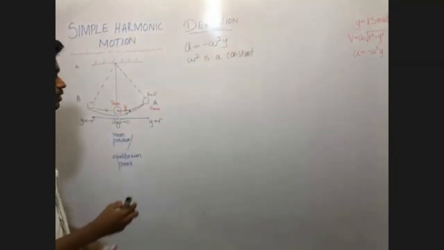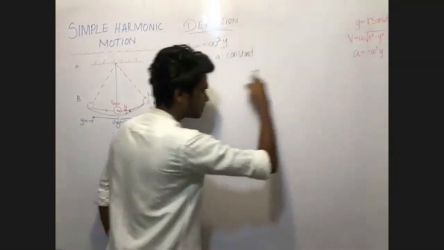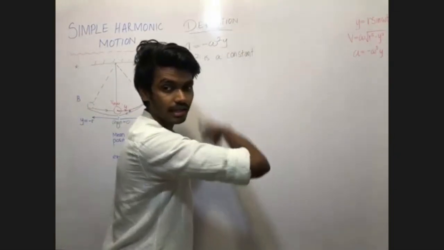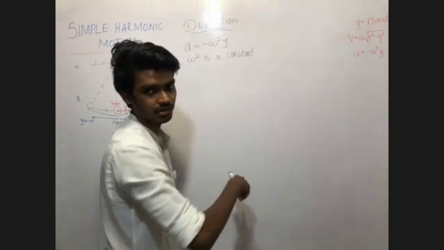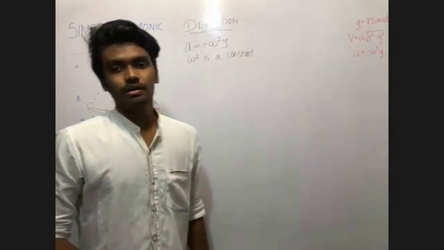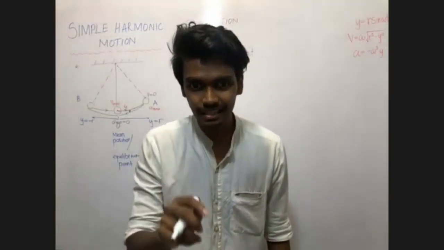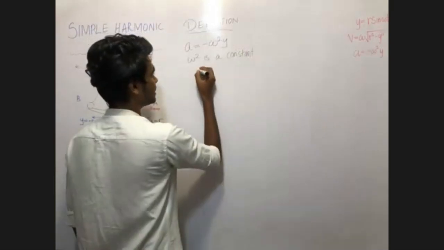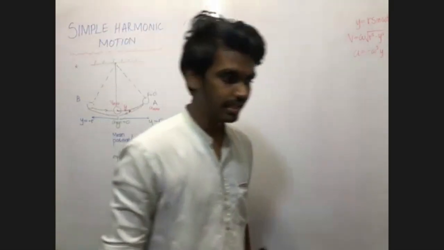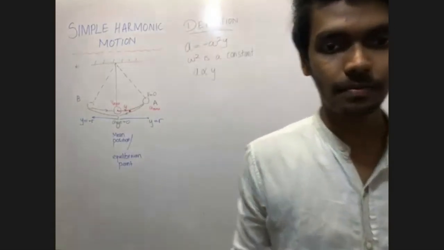You know omega, I told you, because when the corresponding point P performs circular motion with a constant angular velocity, this also has a constant angular velocity, right? Constant. If that is the case, A is directly proportional to Y.